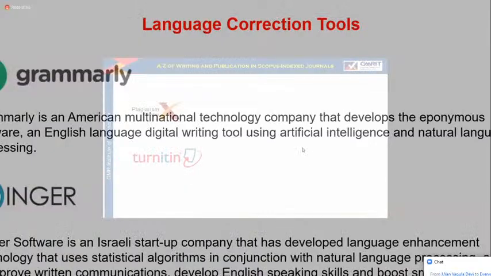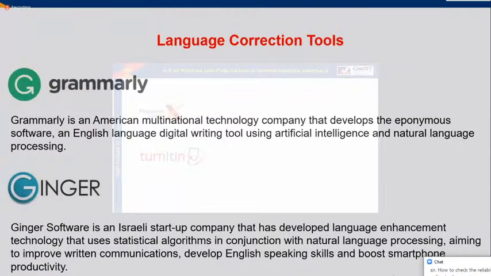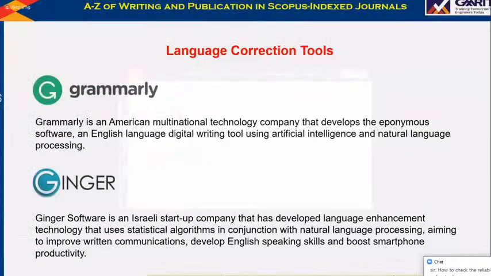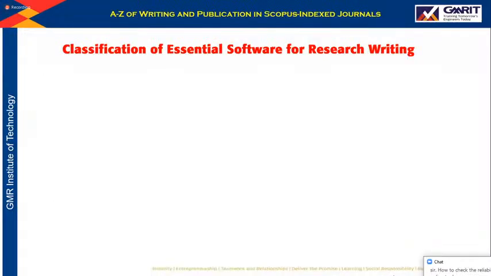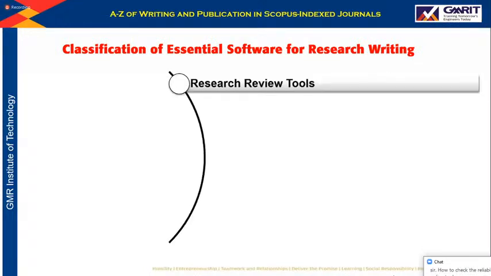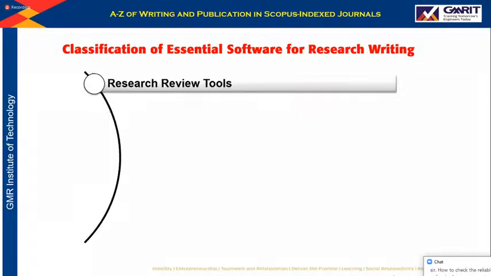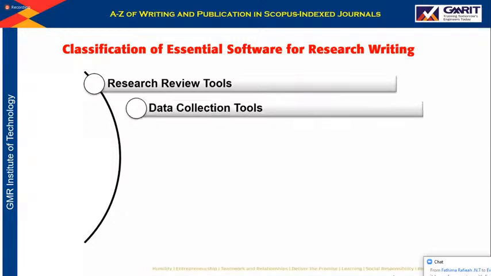Yes. So to sum up my presentation, these are the essential tools for research writing and how to use them. I just wanted to make them reach you. The classification I told you: research review tools, that means very basic ones first, like Google Scholar and ResearchGate, and then data collection.